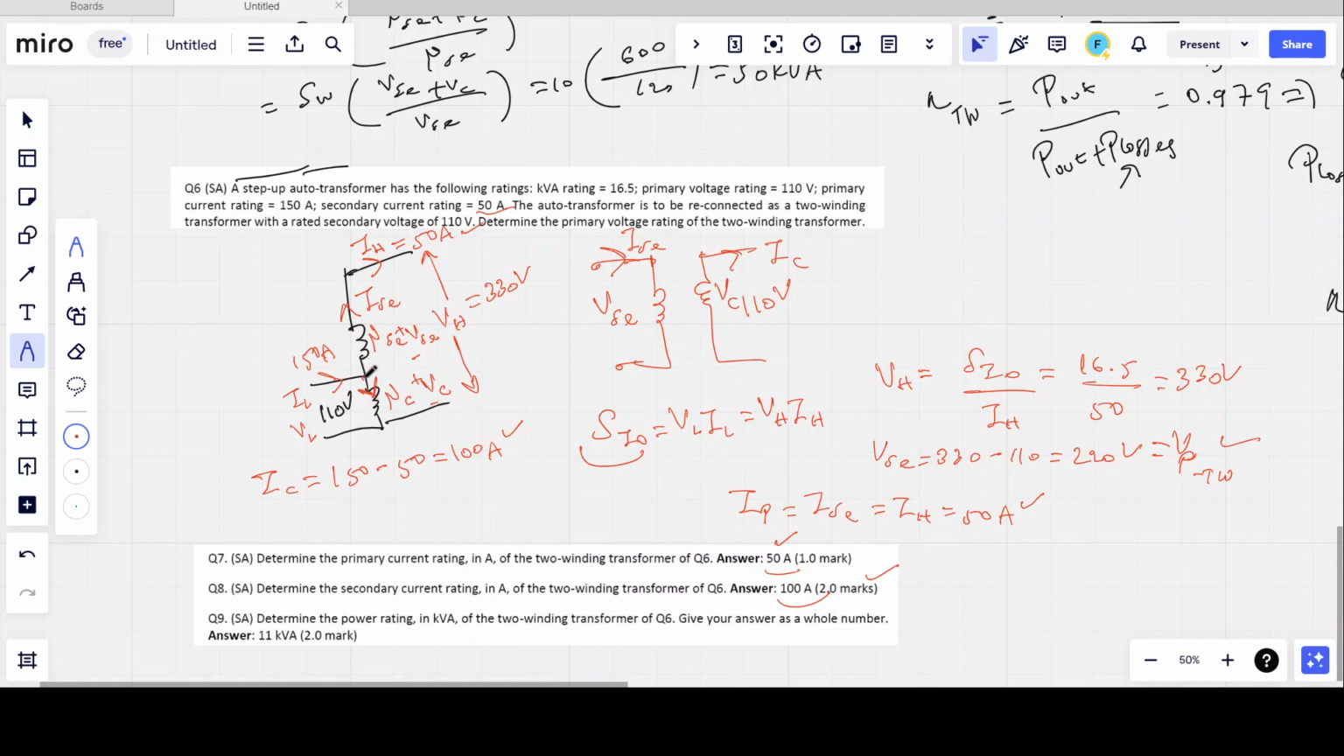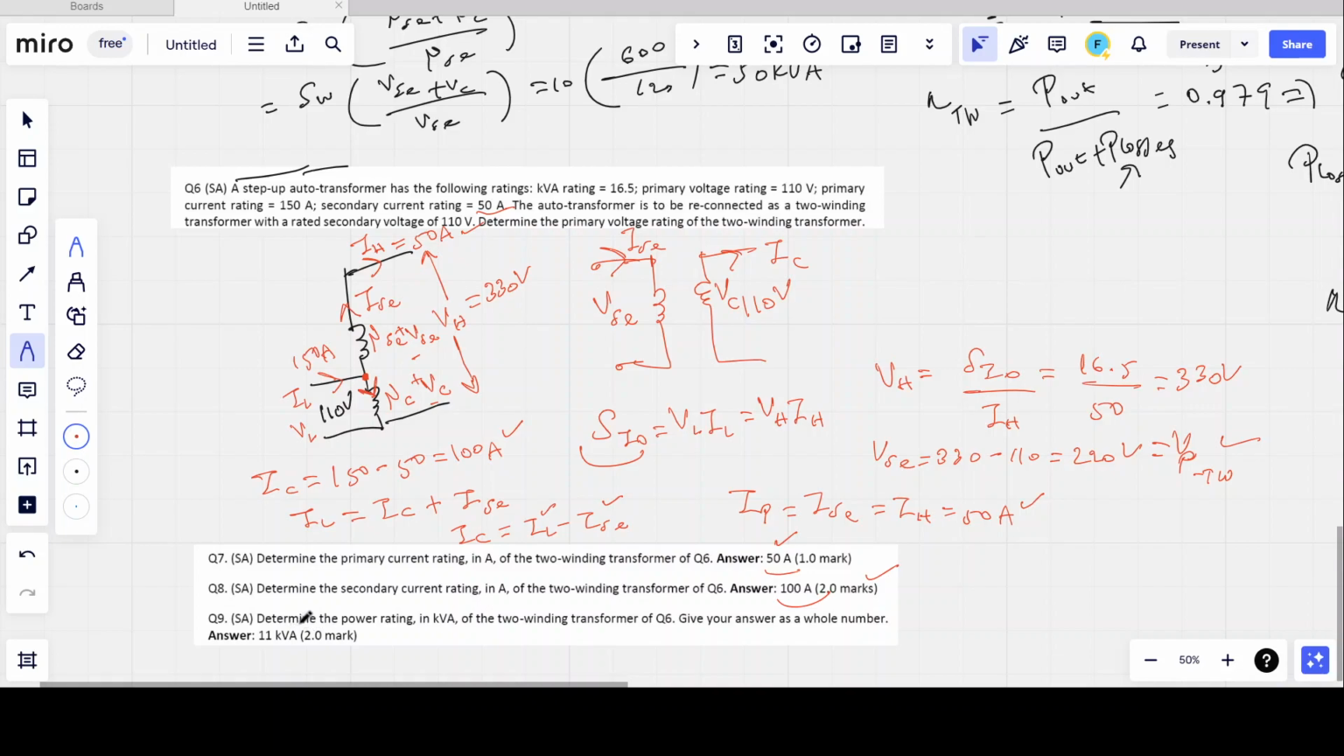And if you don't believe, just take a KCL here. We can see from the KCL that I low is going in, which is equal to the ones that are going out, which is IC plus ISE. So this implies that IC is equal to I low minus ISE, and we have seen I low is 150 and ISE is 50. Then the overall current is 100.